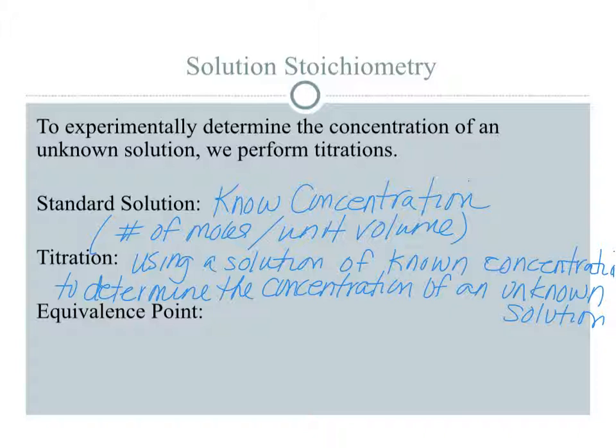Now, the equivalence point is different from the end point. So let me explain the two of these. The equivalence point is where the amount of titrant added is equal to the amount of analyte.